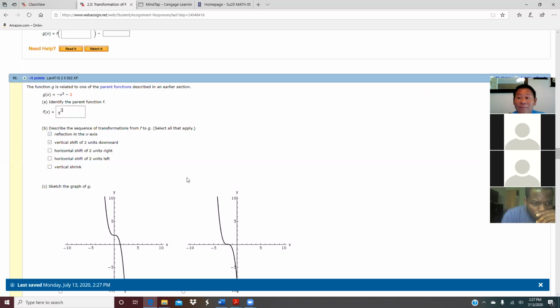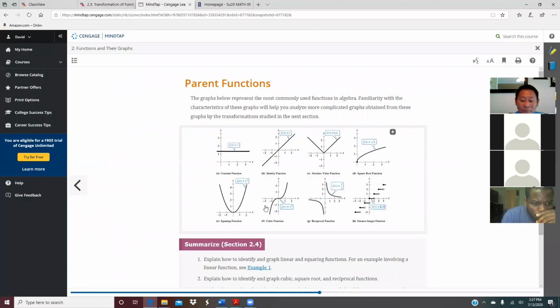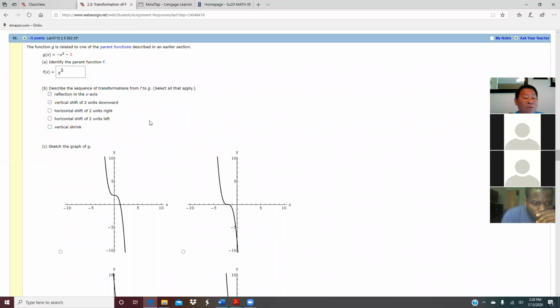Tough, huh? I didn't say this is easy. This is tough. So what you do here is you take this graph that you have and you reflect this on the x-axis. When you reflect this on the x-axis, you go this way, the other way. And then what else you need to do here is you have to move down 2.